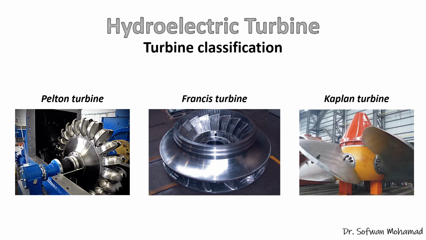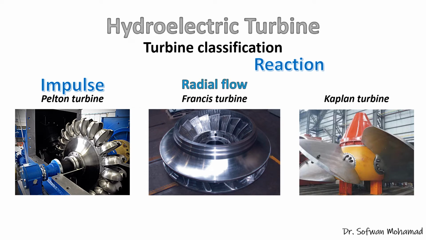Hydraulic turbines are classified into two broad categories: impulse and reaction type turbines. Pelton turbine is an example of impulse type turbines, while Francis turbine and Kaplan turbine are reaction type turbines under two different subcategories, which are radial flow and axial flow.